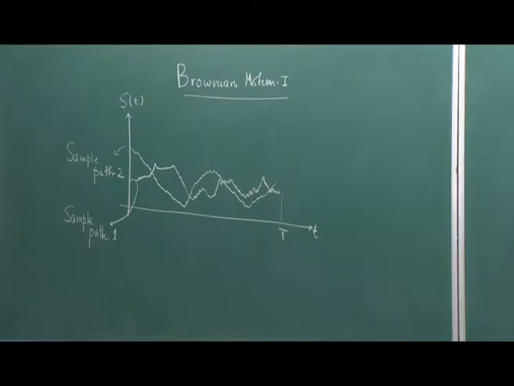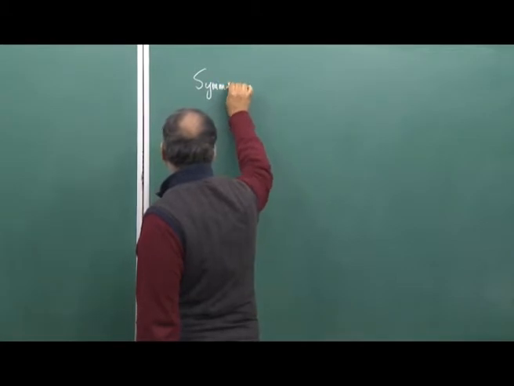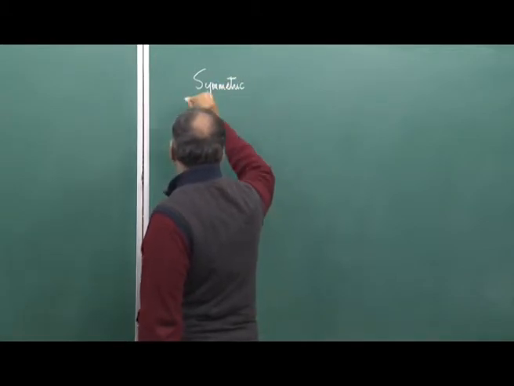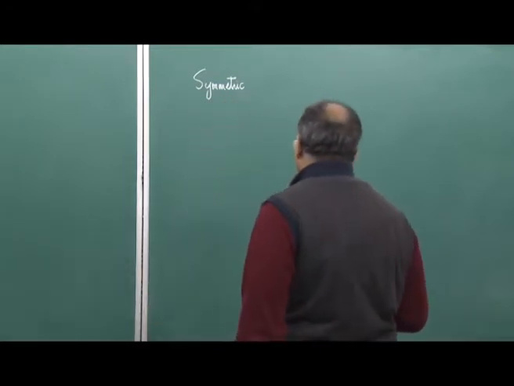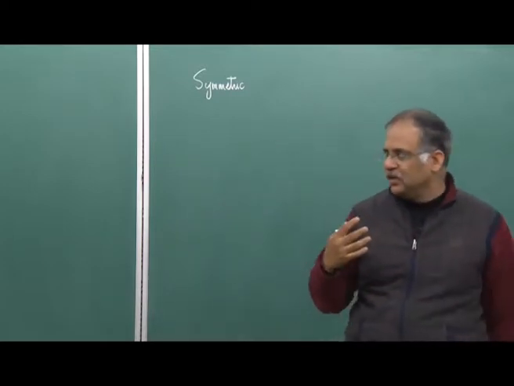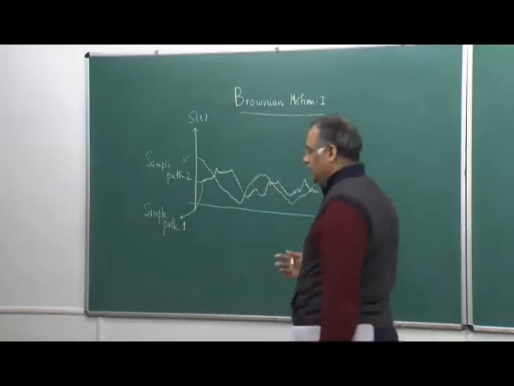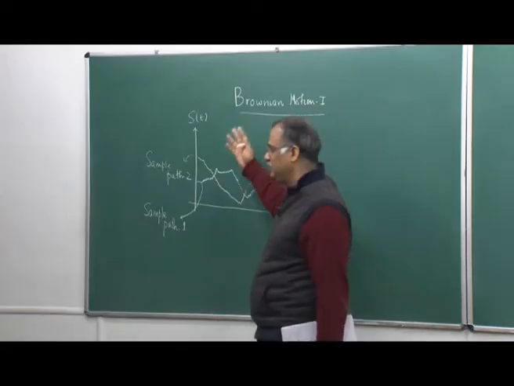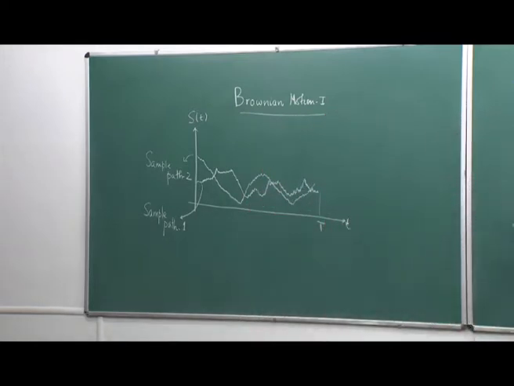We will begin by introducing what is called the symmetric random walk, where there are only two possibilities. You can either go up or down, like a coin toss, head or tail. Here I can have infinite such sample paths. We will have infinite possibilities, but generated out of only two possibilities. So, the symmetric random walk.